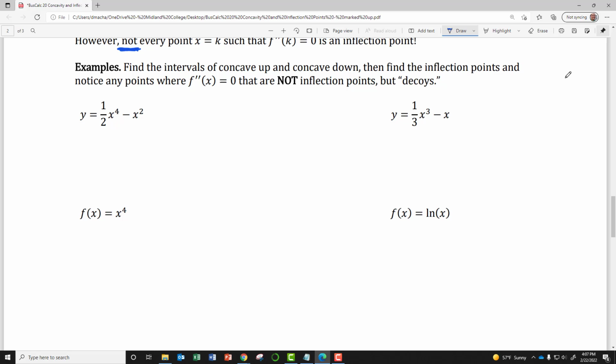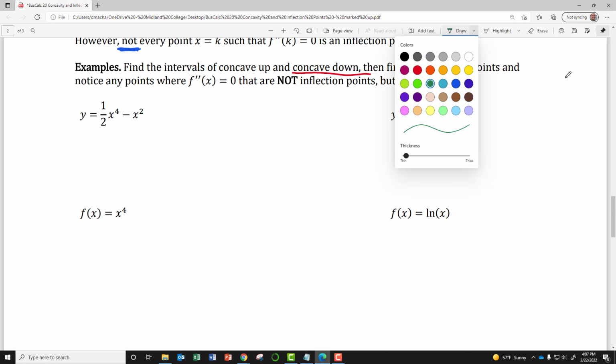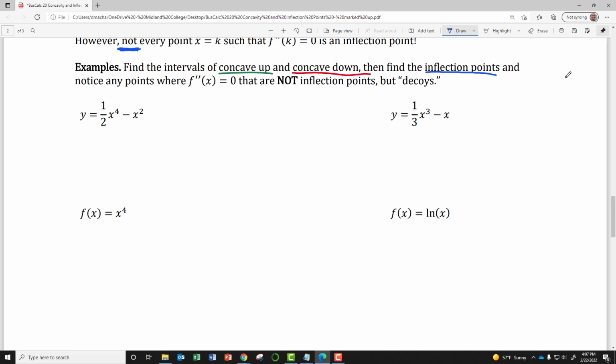My instructions here say, find the intervals of concave up and concave down. Then we want to find the inflection points. And then lastly, we're going to notice any points where we have a 0 second derivative that isn't an inflection point. So sort of decoys in a way.